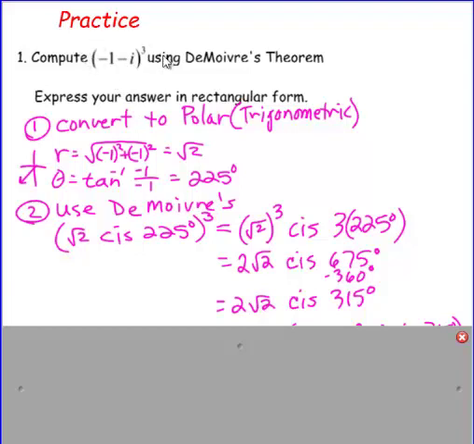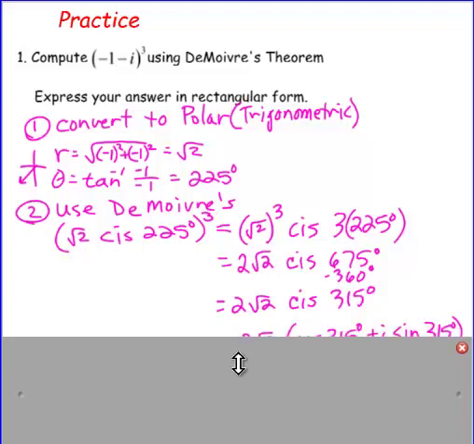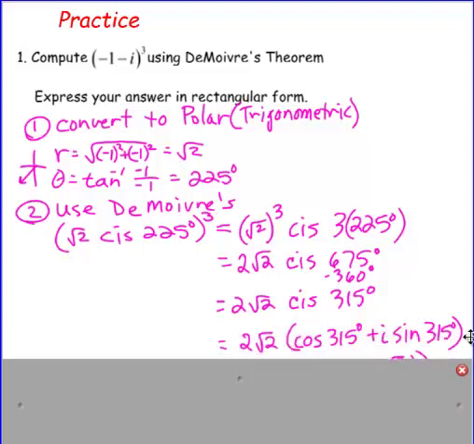But since we had started in a regular rectangular form complex number, I'm going to go ahead and find out what that value would be. So we expand the cis part. So that means cosine of 315 degrees plus i sine of 315 degrees. And then you're going to multiply that result by 2 square root 2.